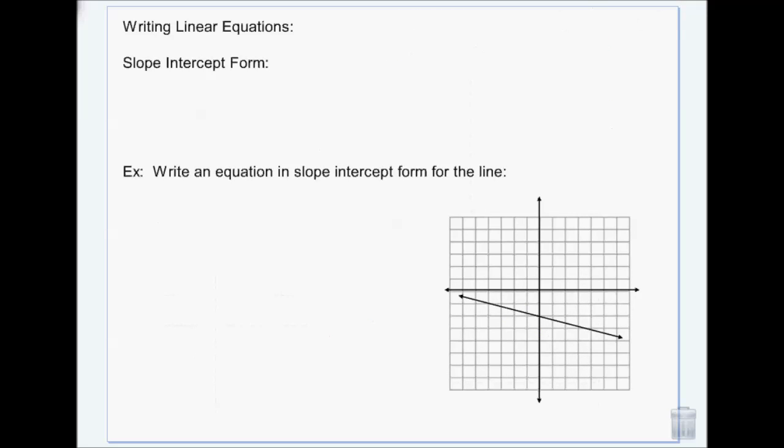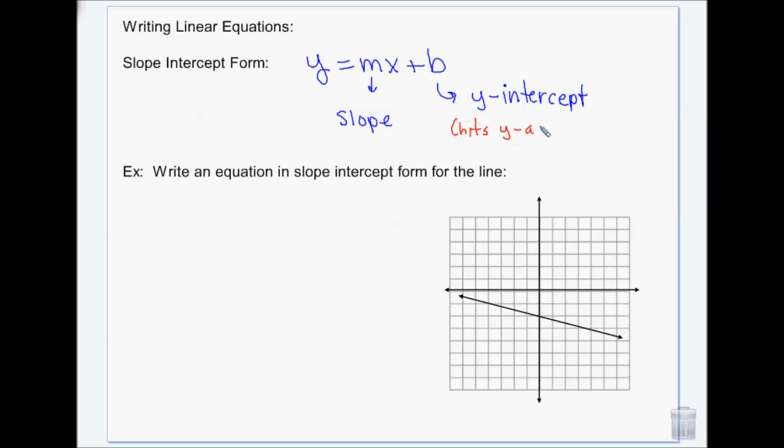Okay, to write a linear equation, first format we would use is called slope-intercept form. Y equals mx plus b, where m is the slope and b is the y-intercept. And as you remember, that's where it hits the y-axis. Okay. To find the equation in slope-intercept form for a line where they've given you a graph, step one is to find the y-intercept.